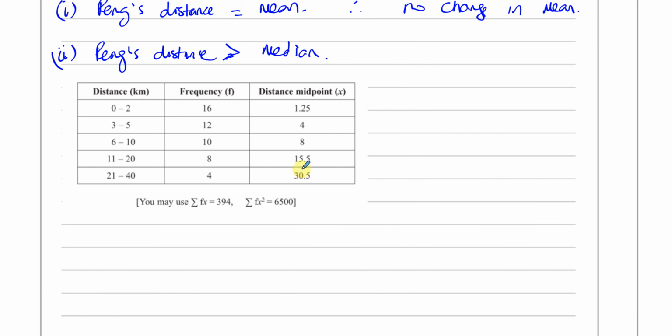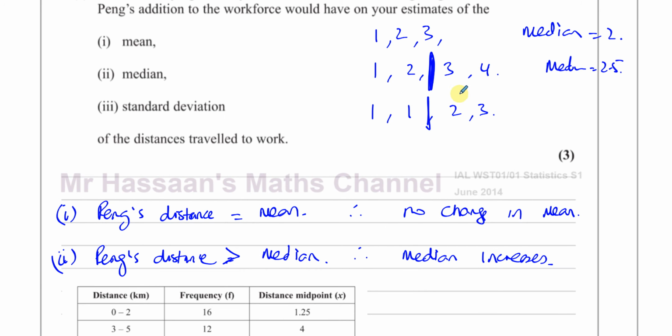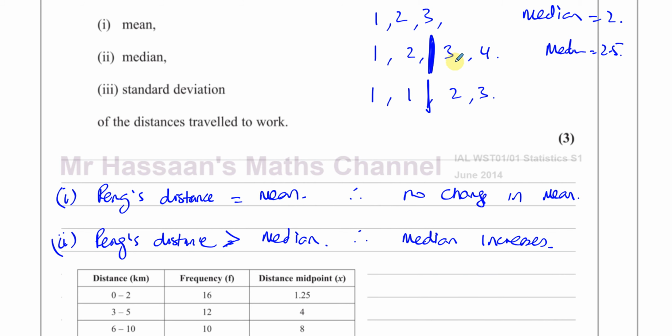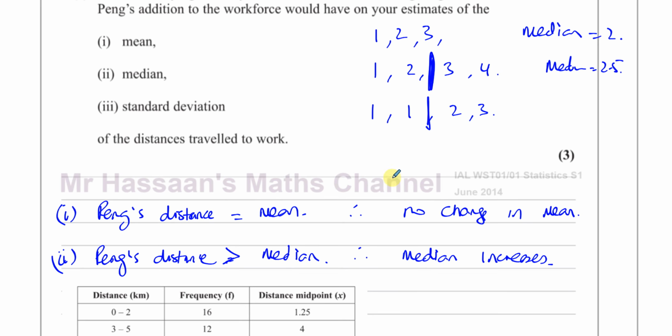Now, if we think about it in terms of the frequency table, as I said, we don't have to. Her distance is more than the median, therefore the median is going to increase. Median increases. We just write that as an answer. We don't have to explain more than that. That's fine. That's enough for the explanation. But I'm just showing you here how that works, just for your understanding. You don't have to write any of this explanation. That's enough for your answer.